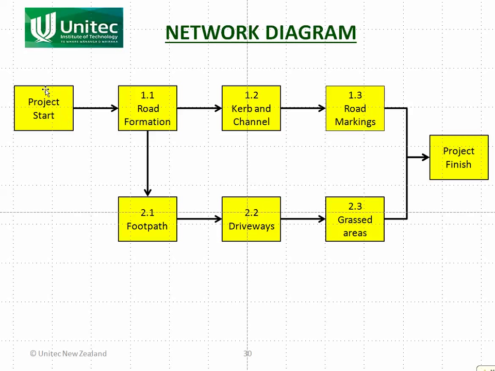And here it is. So the project starts, we need to build the road formation so that we prepare the earthworks, we put down the aggregates, then we seal the road. Once we've done that, we can start building the footpath, and we can start doing the curb and channel. Once the curb and channel is complete, we can do the road markings. Likewise, once the footpath is complete, we do the driveways. Once the driveways are complete, we do the grassed areas. Once these two are complete, we've completed the project. As I said, it's simplistic, but that's what we need to do at present.